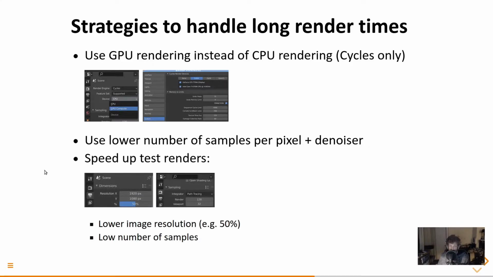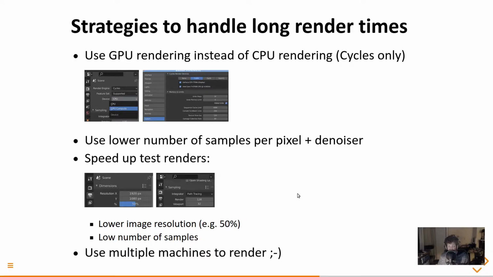Another way, especially for test renders, is if you render them in a lower resolution. There's a percentage slider within the resolution settings that you can easily adjust. It will just keep these values, the original frame width and height, the same, but you can easily render them, say, in half the resolution in both width and height. And you can also decrease the number of samples over here to speed up your test renders.